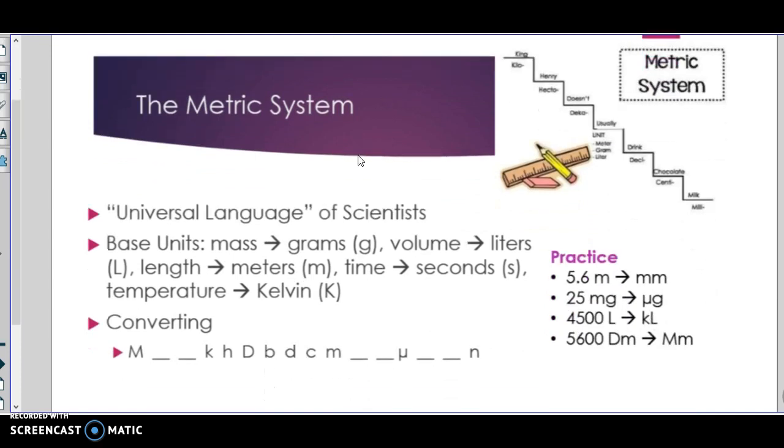The next part of the chapter involves the metric system. This is known as the universal language of scientists. Here are some of the base units. You will notice that none of them have prefixes. We are going to use this to convert.